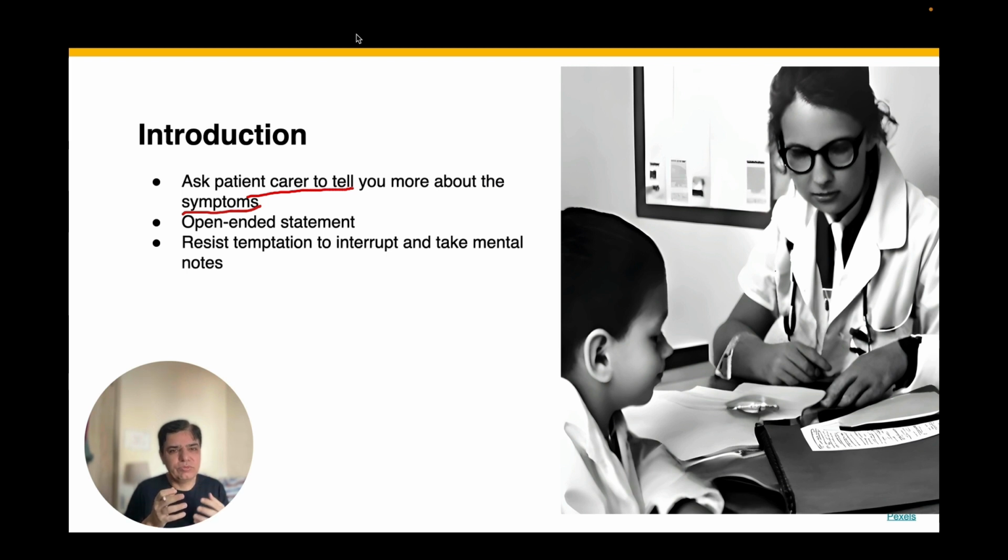There is a temptation to interrupt and ask further as they are talking, okay, when did it start? Just let them talk. Let them go with the first opening statement, whatever they want to say. Just listen and make some mental notes. The mom herself might tell you for how long the symptoms have been there, how they have been progressing, and what she has done so far.